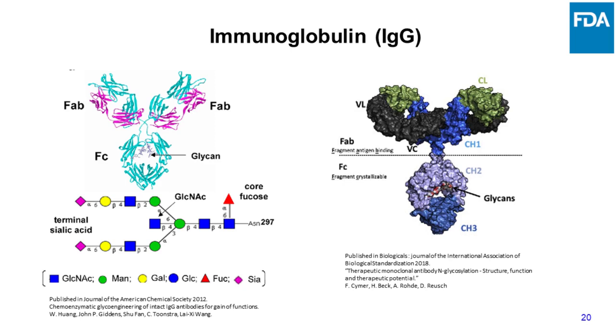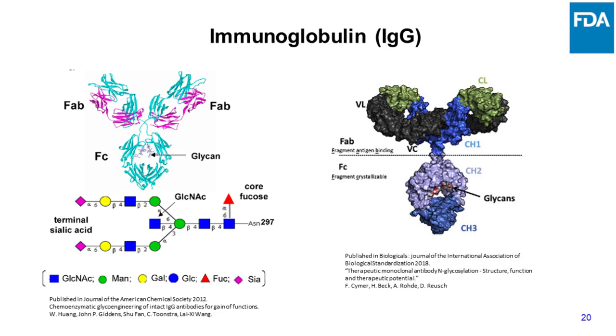Here I show the ribbon cartoon diagrams of a monoclonal antibody. On the left is the ribbon diagram of the monoclonal antibody, and on the right is the space-filling model. As you can see, it is a large protein made up of two light chains of 20 to 25 kilodaltons and two heavy chains of 50 kilodalton polypeptides. On top of it, at the hinge region of the heavy chain, the monoclonal antibody provides two domains.